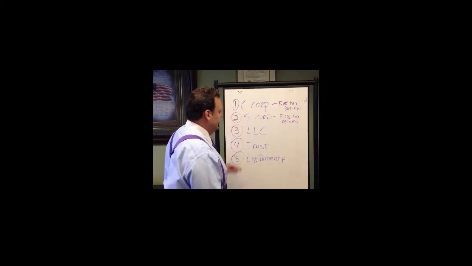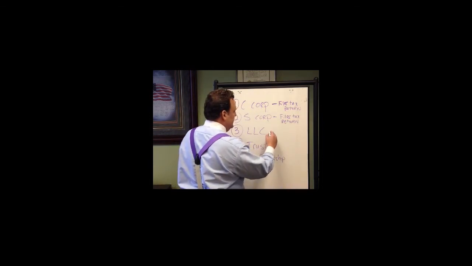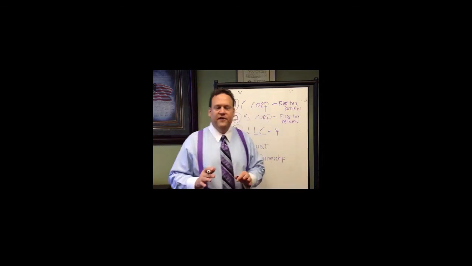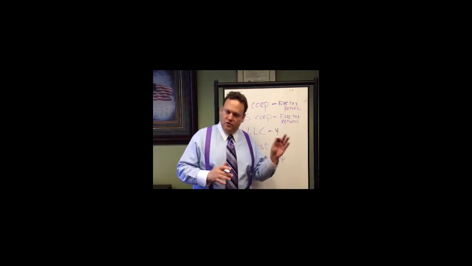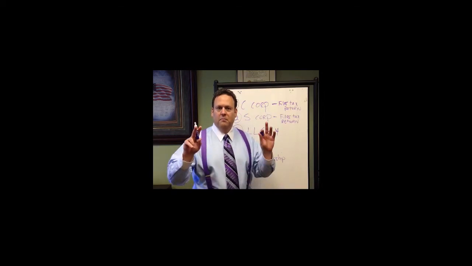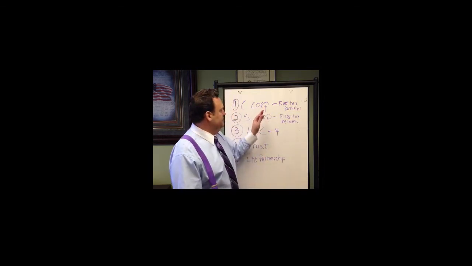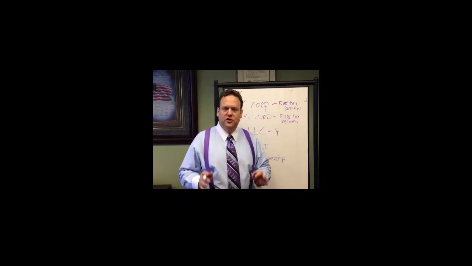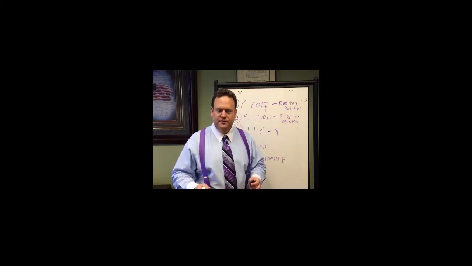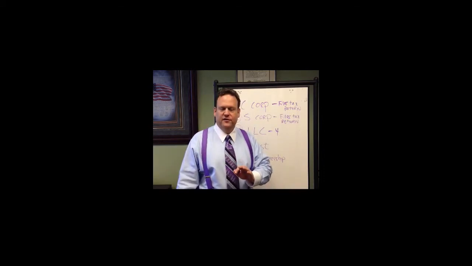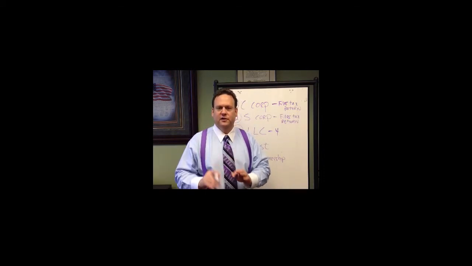Okay? Now we have an LLC, and now the interesting thing about an LLC is there's 4 different ways that it can be taxed. An LLC files with the state like a corporation. Like a corporation, its owners, which we call members, are protected from liabilities of the company. So C corporation, S corporation, LLC all enjoy the same protection for its owners, limited liability. However, the LLC does not have a tax return. There's no such thing as an LLC tax return.